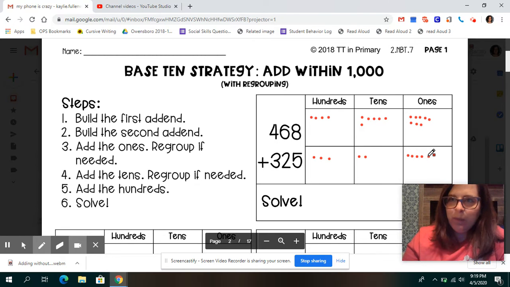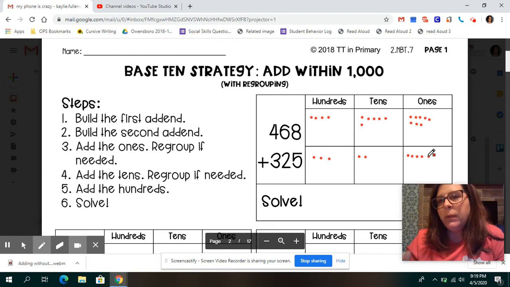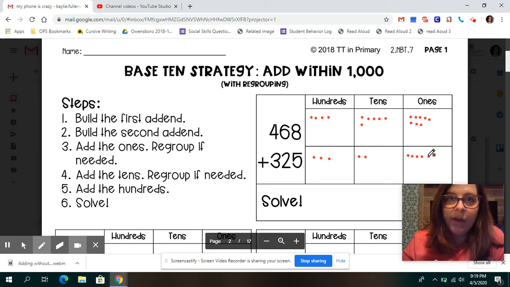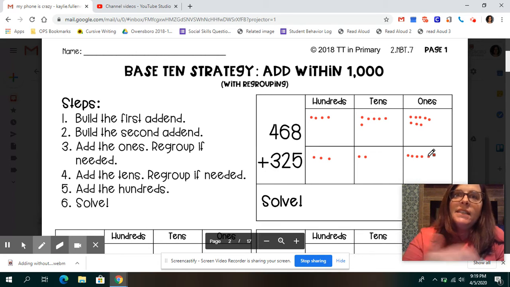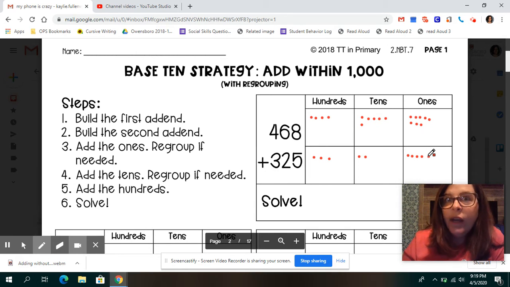Just like the last problems that we did without regrouping, we're going to start in the ones place and we're going to add. When we have more than 10, we have to regroup. We have to bring it over into the next column. So if I have more than 10 ones, I have to group them together and make it a 10. Do you remember how we did that?